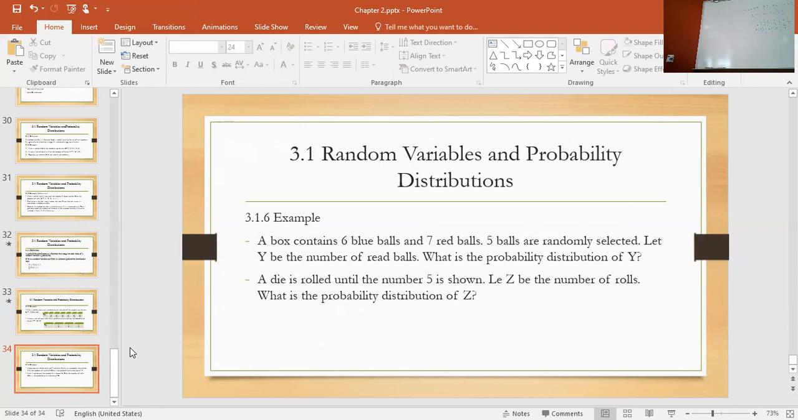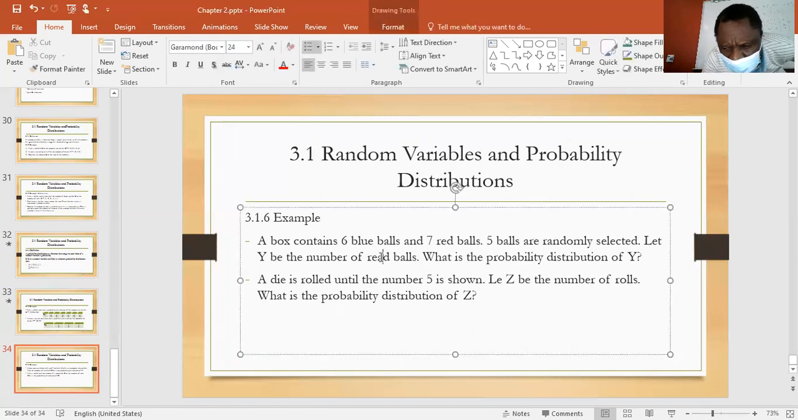A box contains 6 blue balls and 7 red balls. 5 balls are randomly selected. Let Y be the number of red balls.